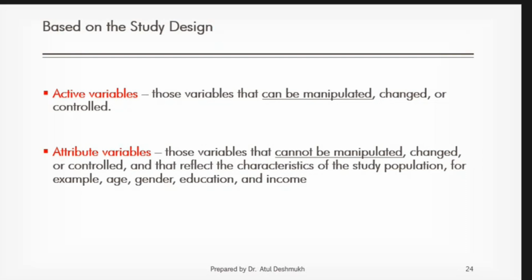Those variables cannot be manipulated. Can you change your age? Can you change your gender? Somebody is male, you have to write male only. Everybody will write male, right? So these are the attribute variables that cannot be controlled or changed.